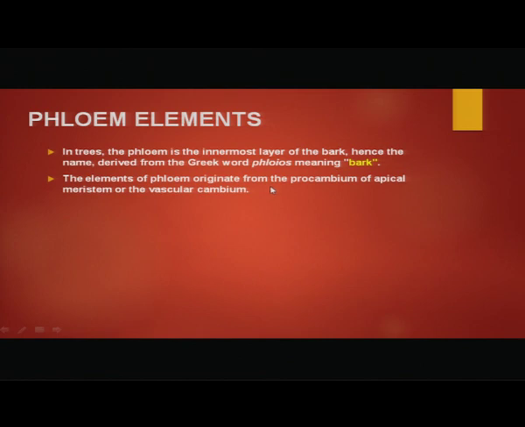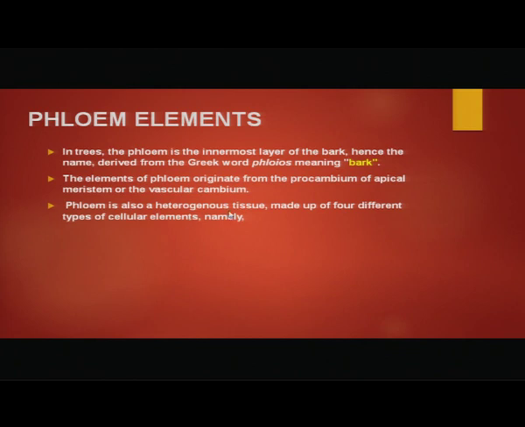The elements of phloem originate from the procambium of apical meristem or even from vascular cambium, and as was the case with xylem, the same is true with phloem also. When it originates from the apical meristem, it will be primary phloem. When it originates from the vascular cambium, it will be secondary phloem.